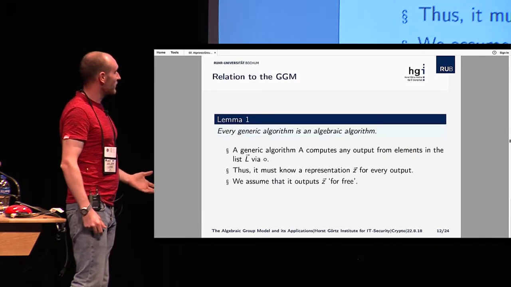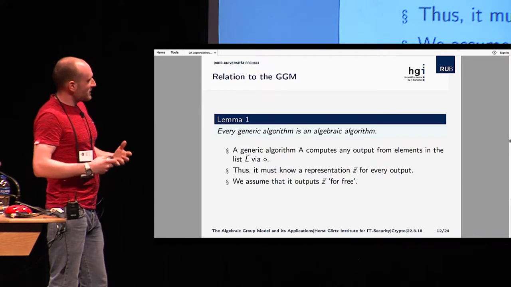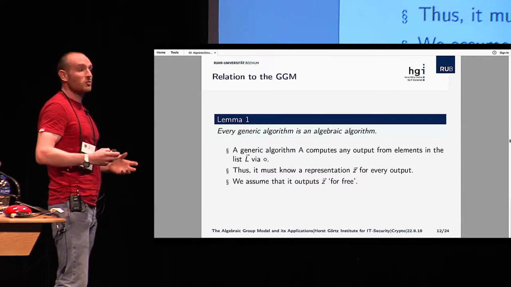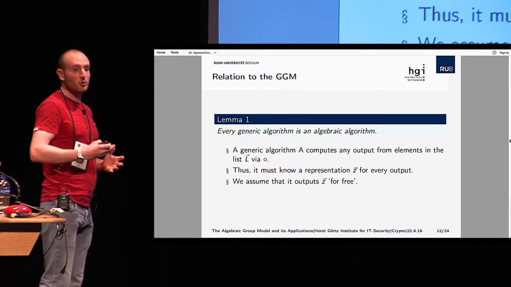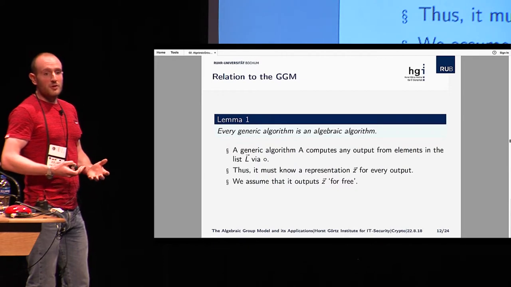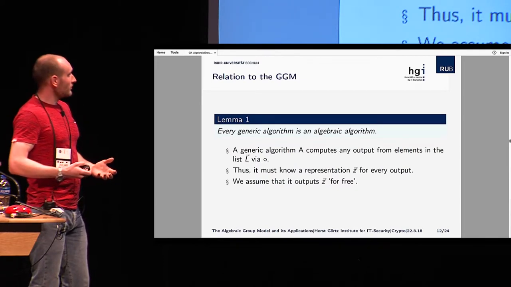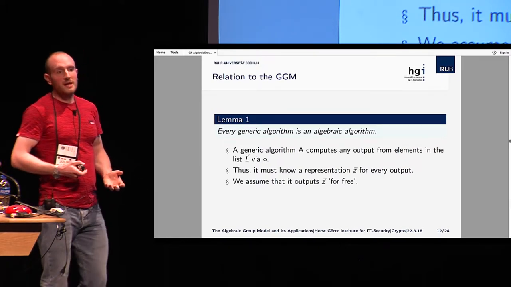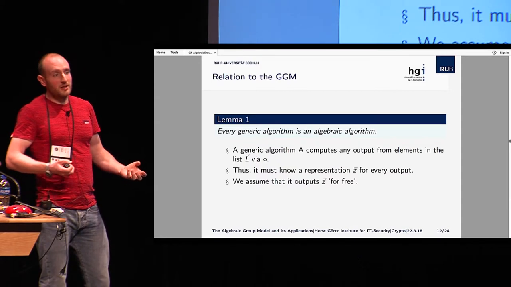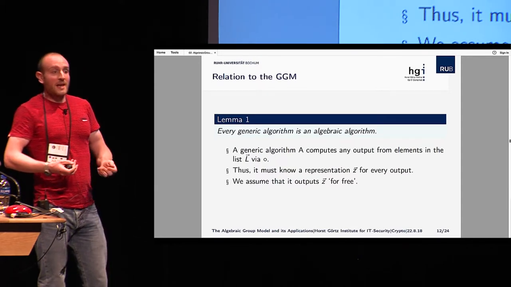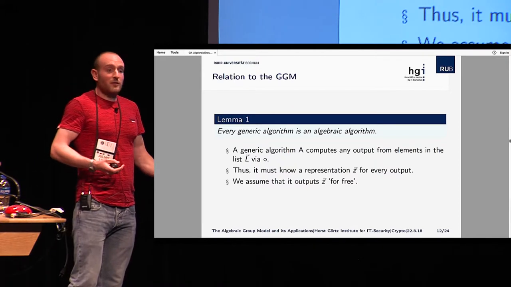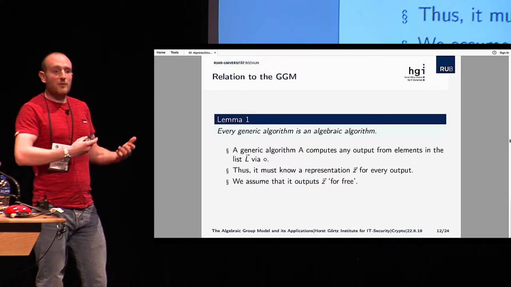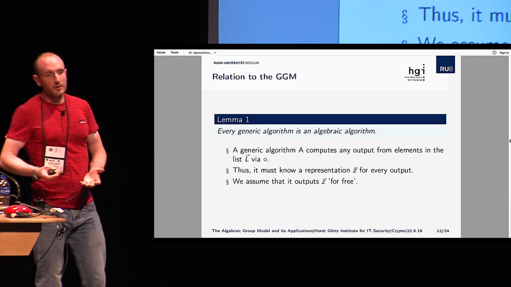Okay, so here is the argument. It's very simple, actually. As I said, the class of algebraic algorithms is the class of algorithms that we can watch while they're working. So we see how they compute new group elements from all of their inputs. And of course, this is in particular true for a generic group algorithm. Why? Because all a generic algorithm can do is take two elements from its input and combine them via the generic group operation. And whenever it does this and outputs such a group element, of course we see how it computed it, and this is why we get the representation vector here for free. So this means that every generic algorithm is also an algebraic algorithm.